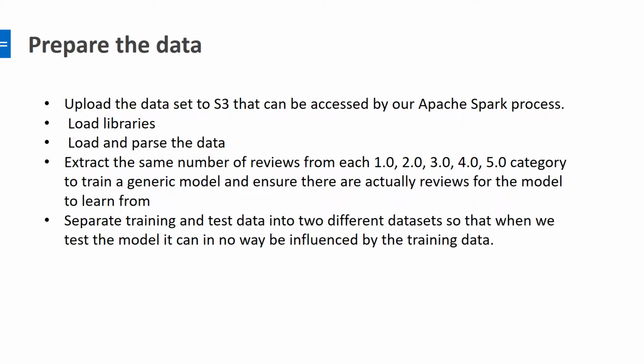And the very first step of our project is to prepare the data. We found the data is massively skewed towards 5-star reviews. We all know that skewed data can cause the decision boundary weights to be biased, and this will cause the classifier to unwittingly prefer one class over the other. So we extract the same number of reviews from each of the 1, 2, 3, 4, 5 categories to train a generic model and ensure they are actually reviews for the model to learn from.